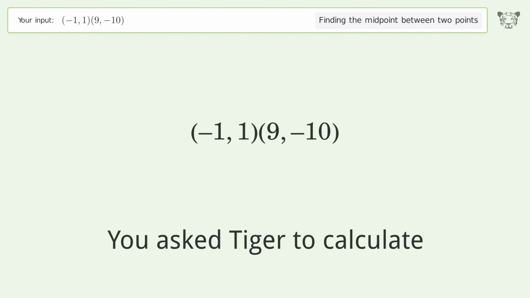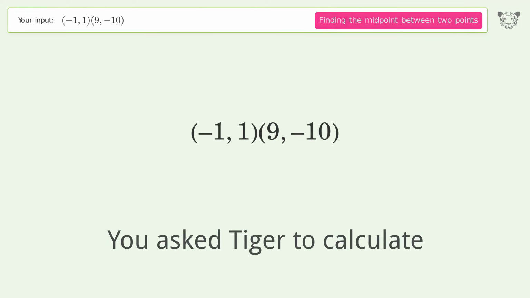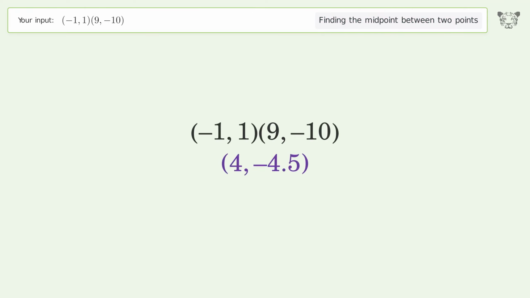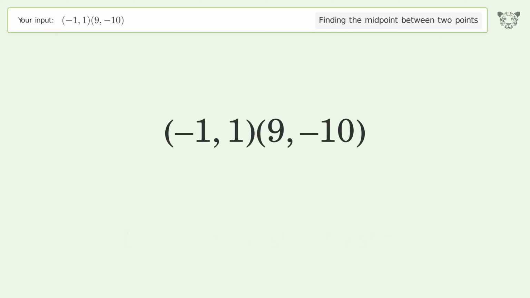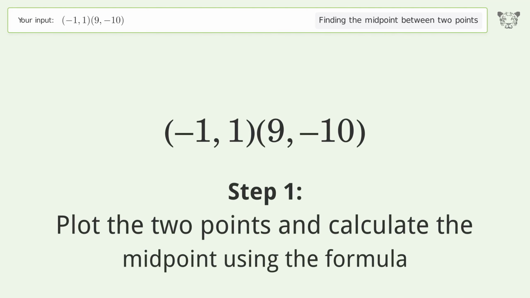You ask Tiger to calculate. This deals with finding the midpoint between 2 points. The midpoint between the 2 points is 4, -4.5. Let's solve it step by step. Plot the 2 points and calculate the midpoint using the formula.